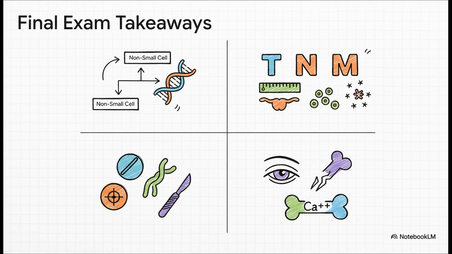All right, let's boil this all down to the absolute must-know takeaways. 1. Classify. Is it small cell or non-small cell? Then, for non-small cell, find that driver mutation. 2. Stage. TNM is king. It drives everything that follows. 3. Treat. Match the drug to the mutation or use immunotherapy if there's no target. And 4. Recognize the classics. Know your paraneoplastic syndromes and what a Pancoast tumor looks like.